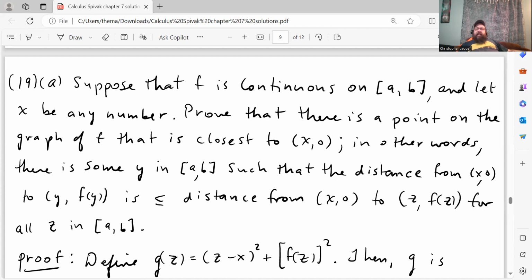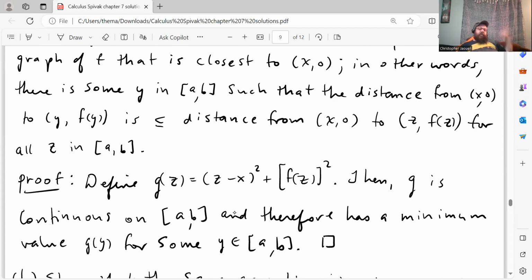Part A, suppose that f is continuous on the closed interval from a to b, and let x be any number. Prove that there's a point on the graph of f that is closest to the point x comma 0. In other words, there's some y in the closed interval from a to b such that the distance from x comma 0 to y comma f of y is less than or equal to the distance from x comma 0 to z comma f of z for all z in the closed interval from a to b. So here, this is my proof.